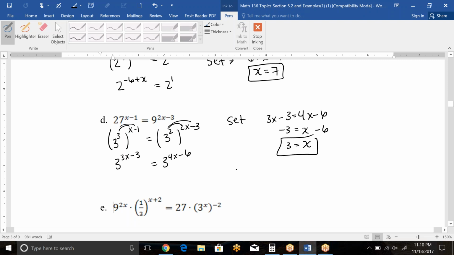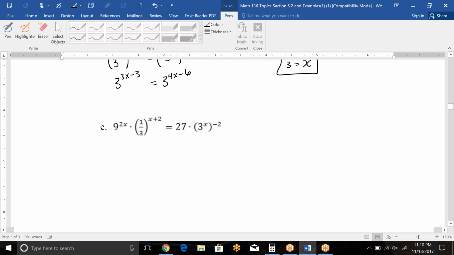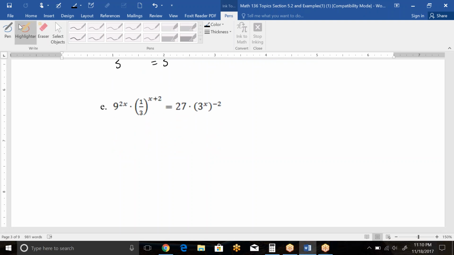Okay, and then this last one's the doozy. This is the one that is the most difficult out of all of them. So it looks like we have a base 3 thing going on because 9 can be written as base 3. 1/3 is in the wrong location. So a negative exponent will have to come into play. 27 can be written as a 3 cubed, and this one's already a 3. So let's just rewrite everything first.